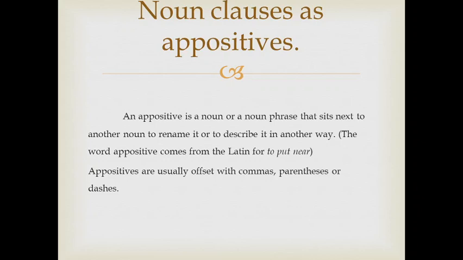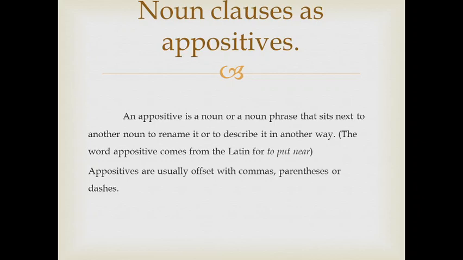And the last function of noun clauses is that they can be used as appositives also. What is an appositive? An appositive is a noun or a noun phrase that sits next to another noun to rename it or to describe it in another way. The word appositive has its origin in Latin and it means to put near. So it is something that is put near.